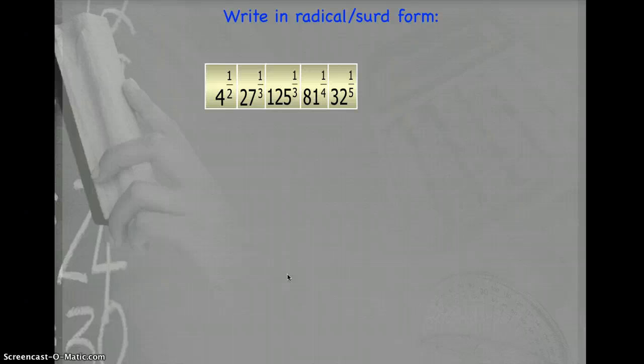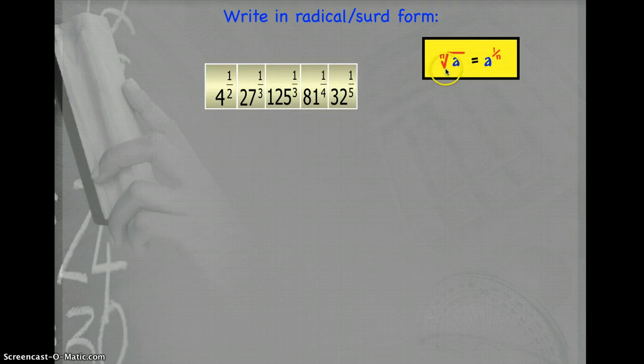Write in radical or surd form. I'm using two words here. I'm going to put here and show you our general rule, which says the nth root of a is equal to a raised to 1 over n. By following this general rule, let's write these in radical or surd form. Let's take a look at 4 raised to 1/2.